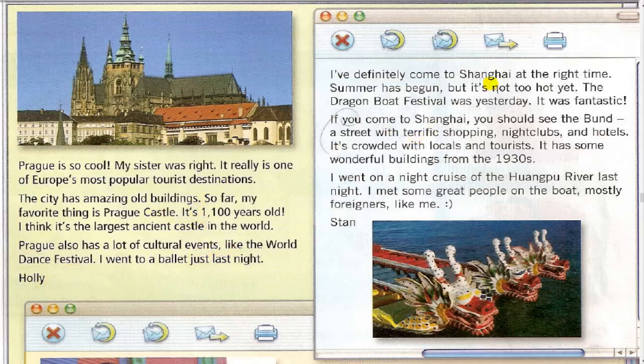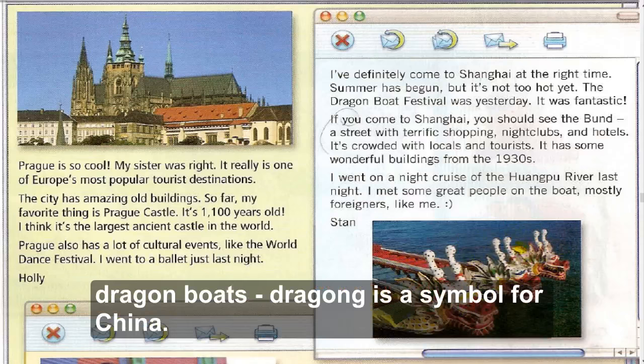The second email. Look at the picture. What do you see? Look at the picture here. What do you see? River, boats, dragon, dragons, dragon boats.